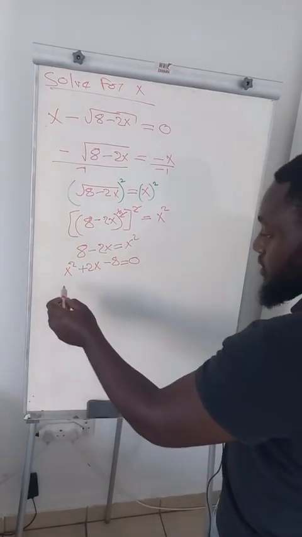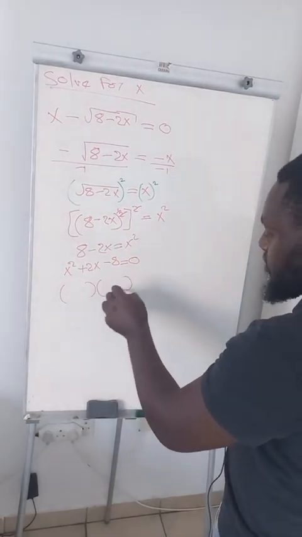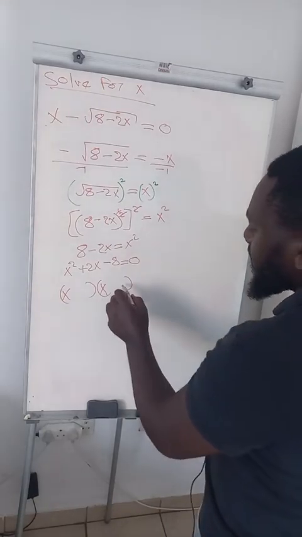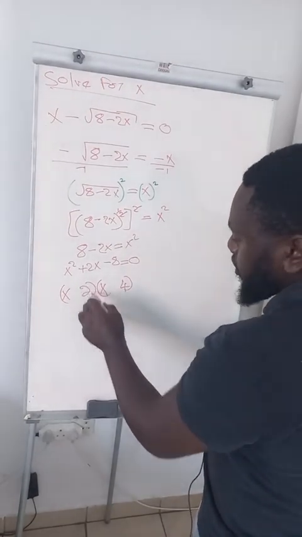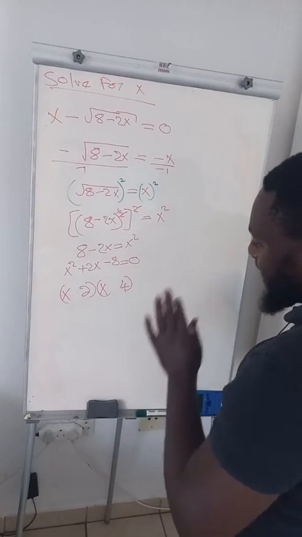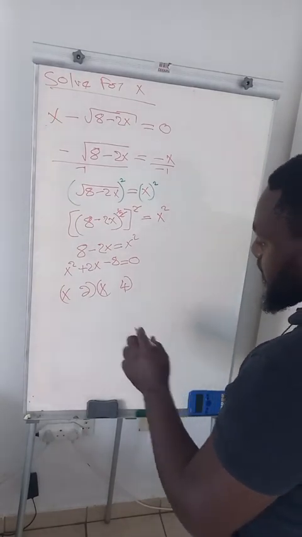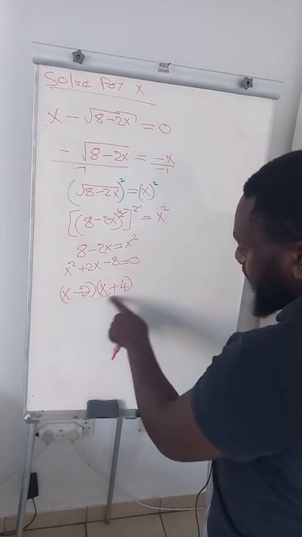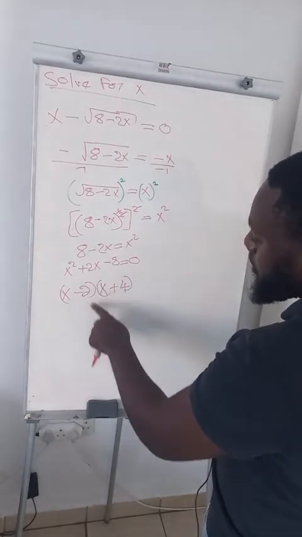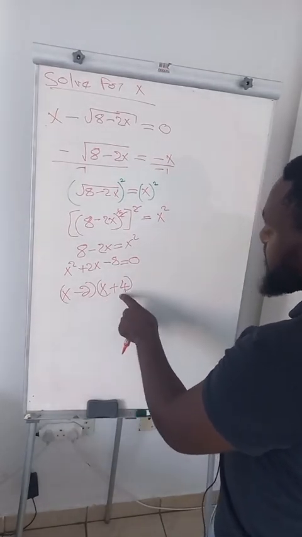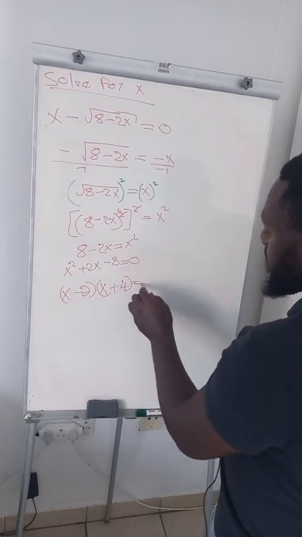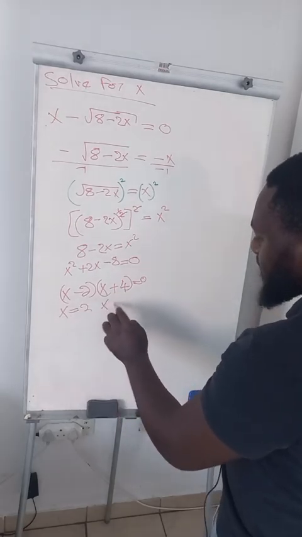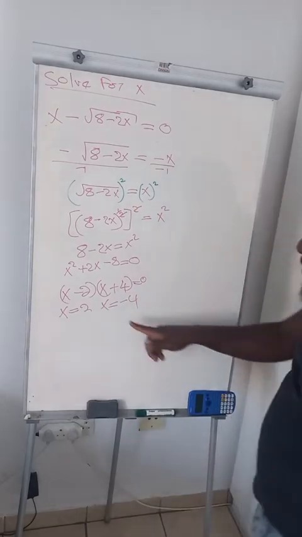So those two factors will be x here, then a 4 here, and then here a 2. The one which needs to be negative is this one, because when you add the 4 and the negative 2, they give you a positive 2. But when you multiply the negative 2 and the positive 4, they give you a negative 8. Then here you've got x equals 2 and x equals negative 4.